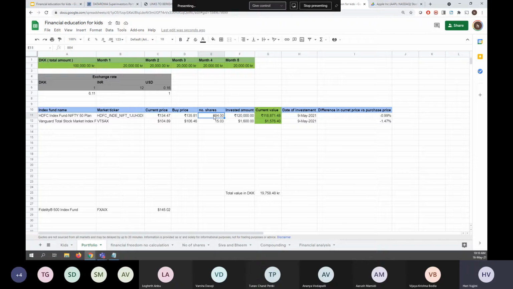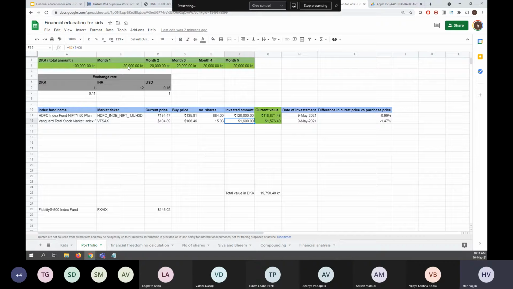So we got 884 shares of HDFC index fund. Okay. Similarly, I did it for the Vanguard Total Stock Market Index Fund. So 10,000 Danish krone, I converted that into USD. These are the exchange rates. So I gave this table here. So this is DKK, 1 DKK equals 0.16 USD. USD is US dollar. And for 1 DKK, I took 12 Indian rupees. So that's the exchange rate I used for these calculations.